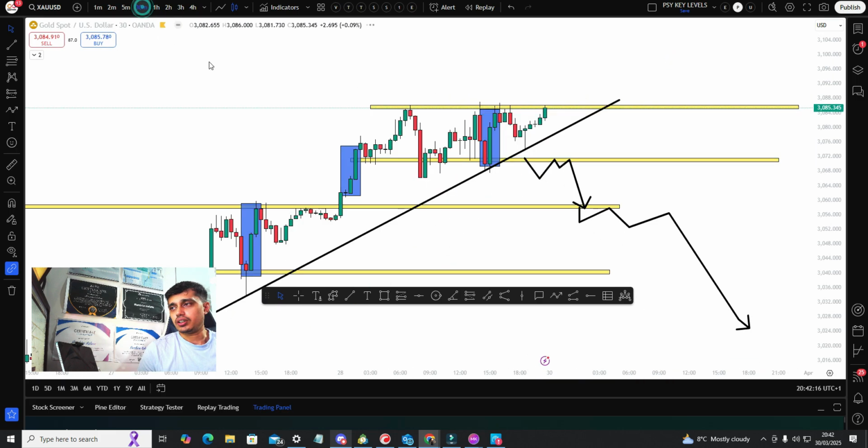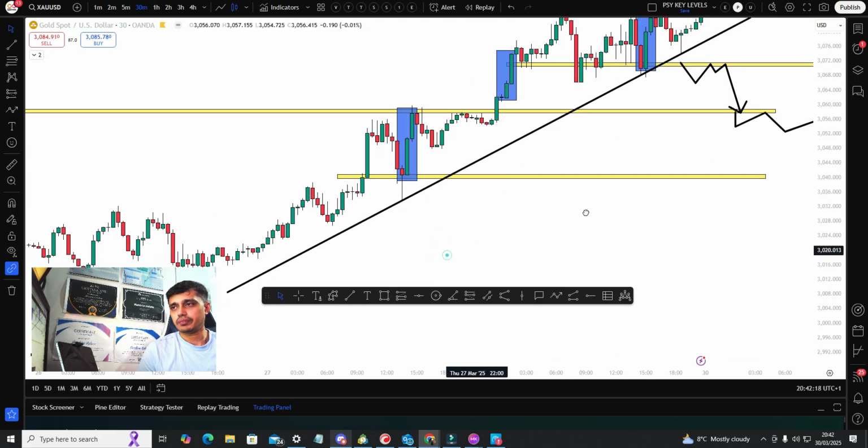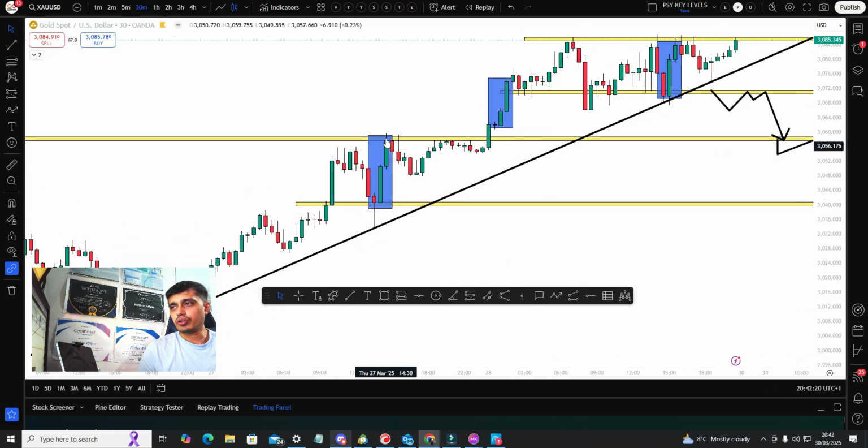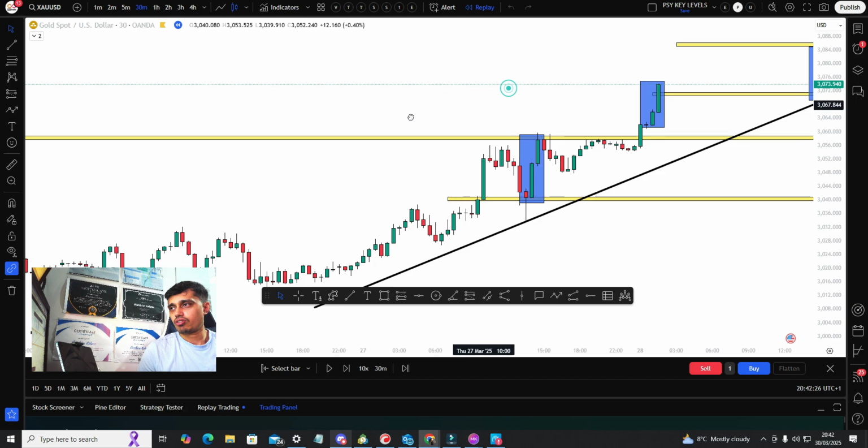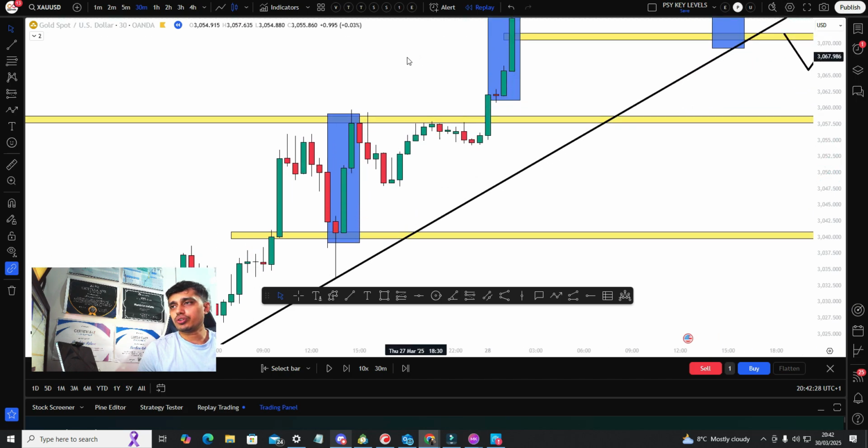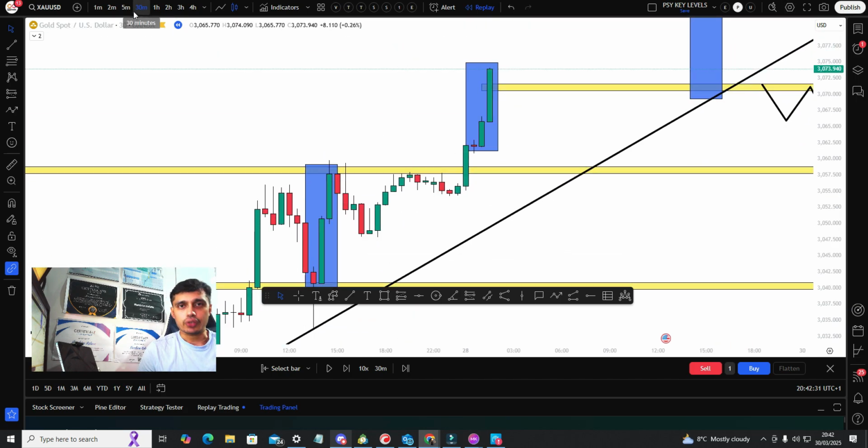So let's break some of these down, right? Let's break some of these down. So we got resistance formed here, breakout here. So let's dissect this now. Another thing you can look into as well is the quality of the breakout candle. You can add that as a confluence.